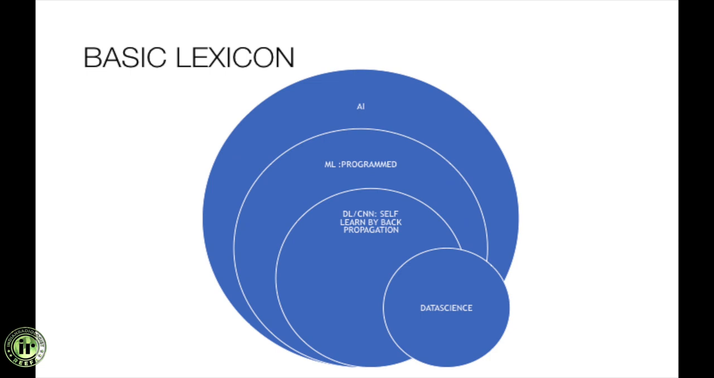So basic terms. Within AI, you have machine learning. Now, machine learning is very programming heavy. Let's leave it at that at this point of time. Within machine learning, you have deep learning, or the neural networks, the convolutional neural networks, the recurrent neural networks, and so on and so forth. Now, deep learning or the neural networks have the ability to self-learn by backpropagation. We'll come to this point a little later. Data science has parts of all of these and plus something more.